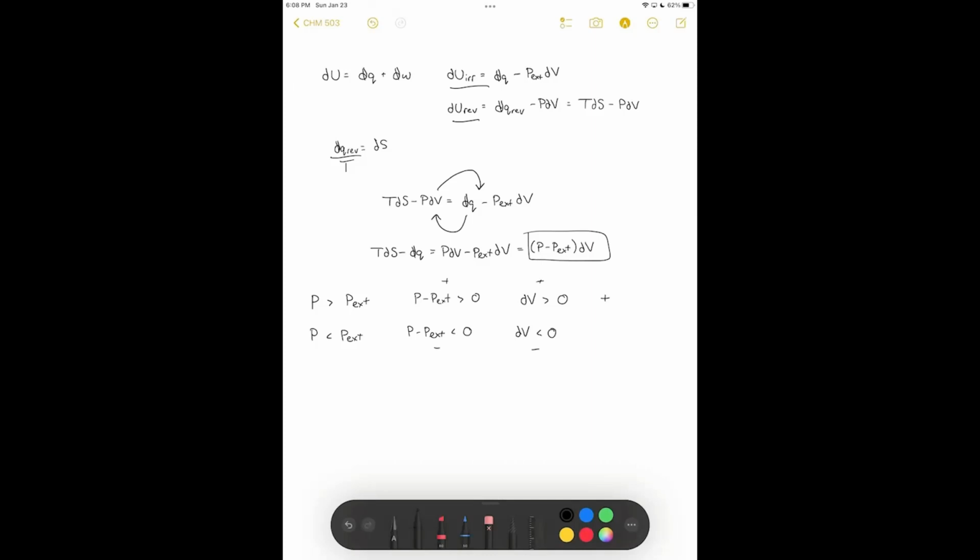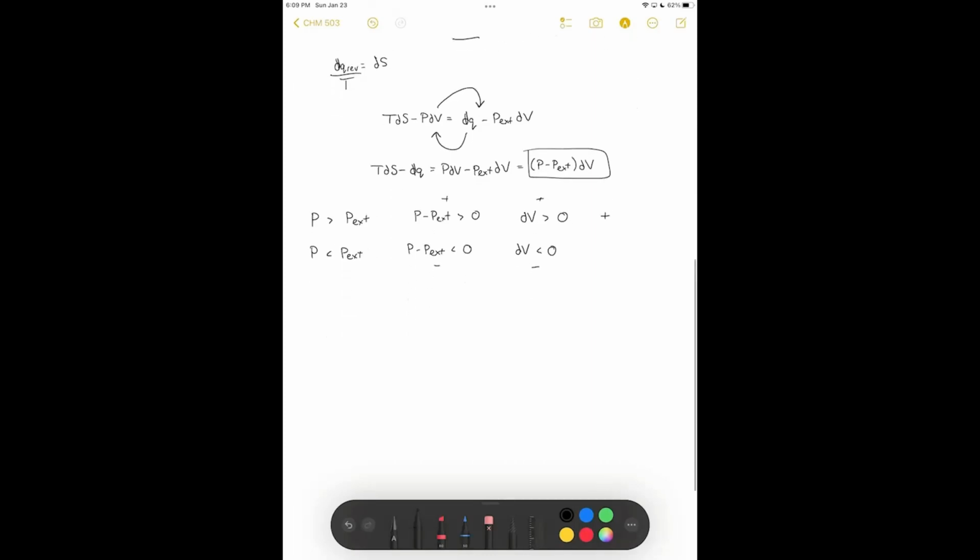It's always above 0. Now there's the small case where P is equal to P external, and that would be a reversible situation. Then it would be equal to 0. So what we can say then is we have an inequality here. This is the Clausius inequality. TdS minus the heat was equal to (P minus P external) times dV, but we just showed that (P minus P external) dV is always greater than or equal to 0. So that means TdS minus dQ is also always greater than or equal to 0.